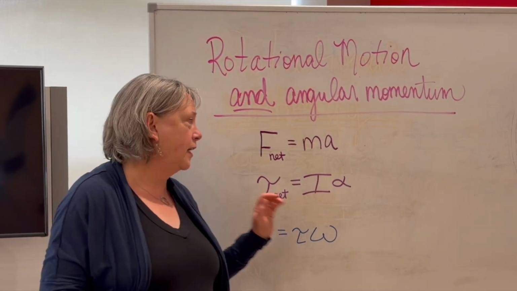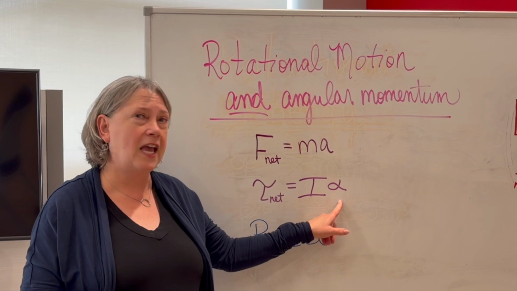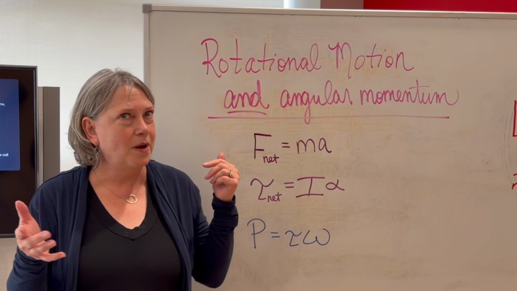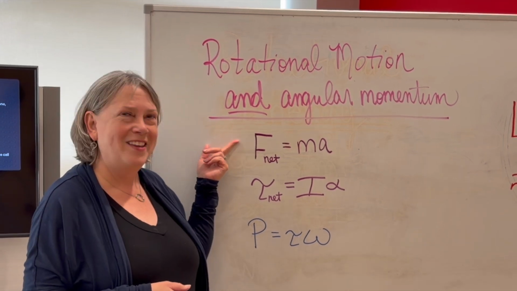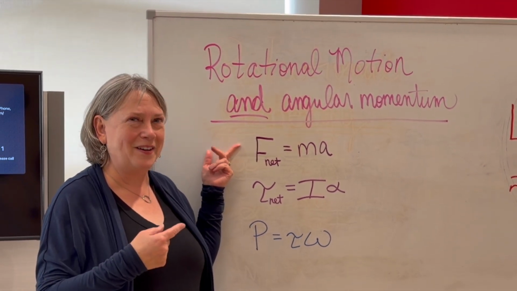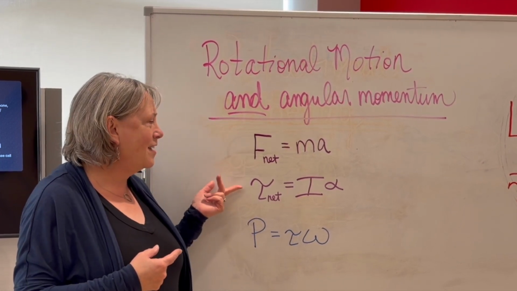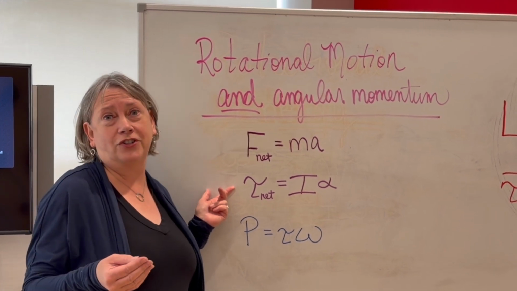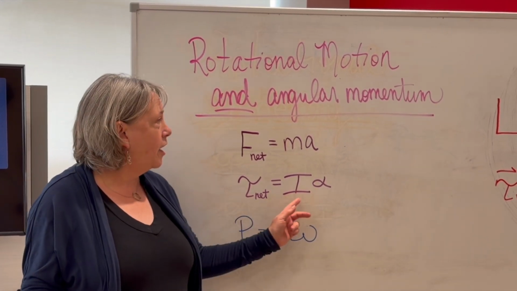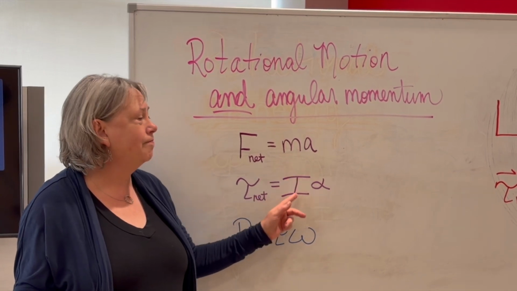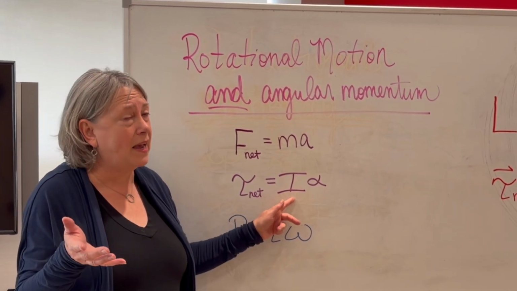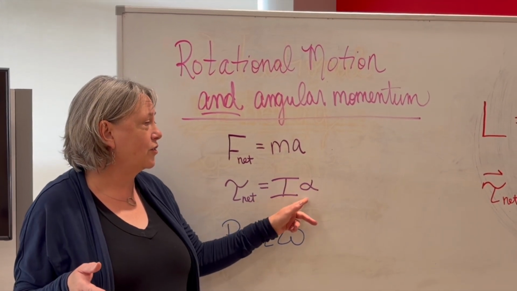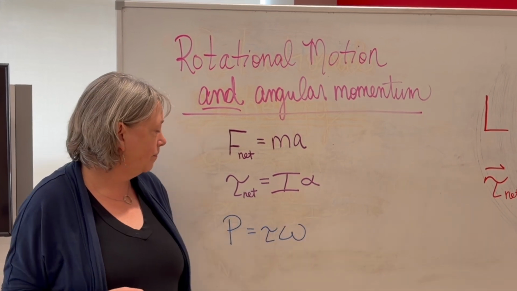The net torque is the moment of inertia times the angular acceleration. Let me refresh your memory from a couple chapters ago. Hopefully this looks really familiar. Newton's second law. This equation is often referred to as the rotational version of Newton's second law because you can see mass, moment of inertia has mass in it, and this is linear acceleration, rotational acceleration.